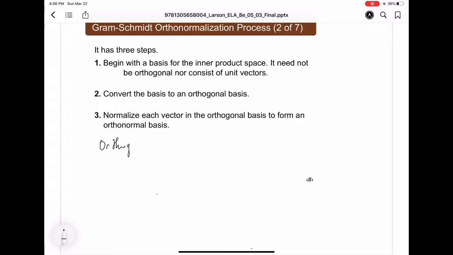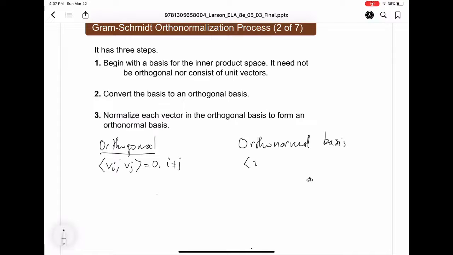Orthogonal and orthonormal bases. If we talk about orthogonal, it means any two different vectors are orthogonal. So I will write vi, and in the language of inner product, vi times vj equals 0 when i is different from j. That is orthogonal, right?